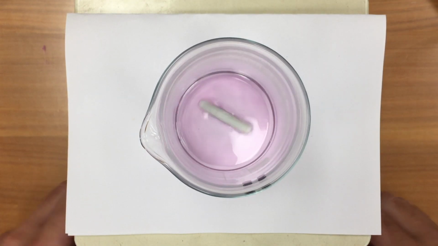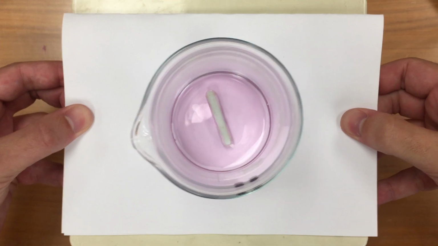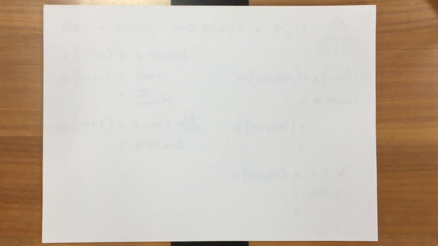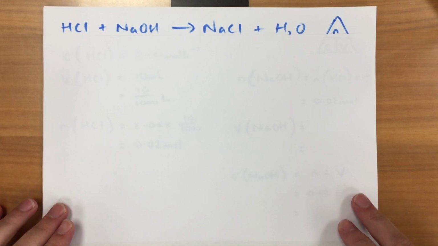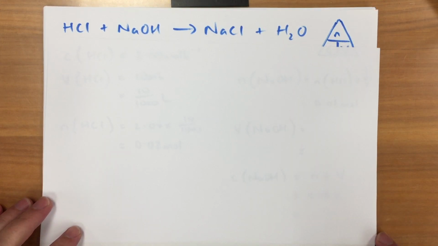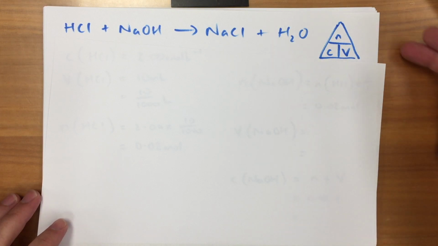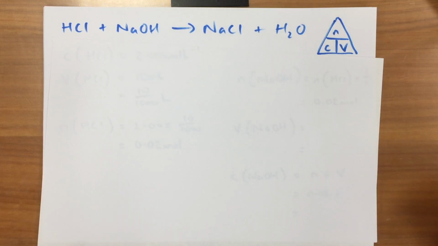Let's carry on with our calculation. 15.4 mils of sodium hydroxide was used to neutralize completely my 10 mils of hydrochloric acid. Okay, so let's work through the calculation process. There's my balanced chemical equation, and I've written my triangle for concentration, number of moles and volume in the top corner there, just to be a helpful reminder for us.